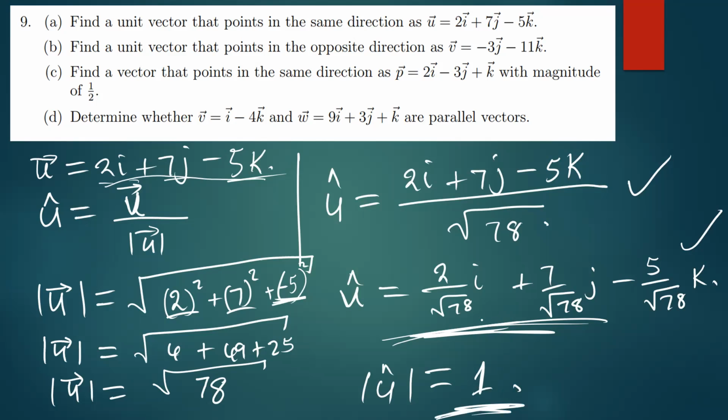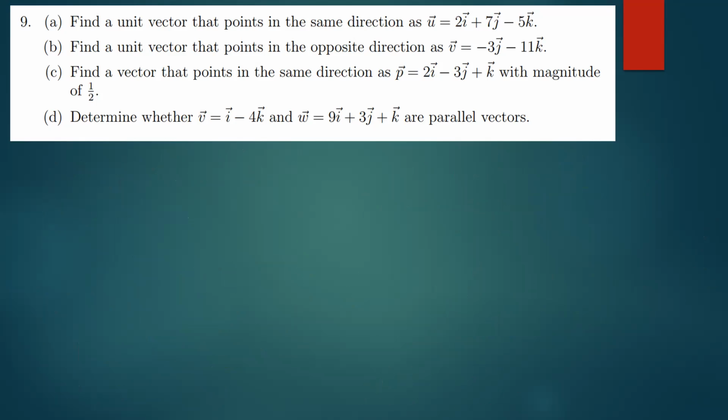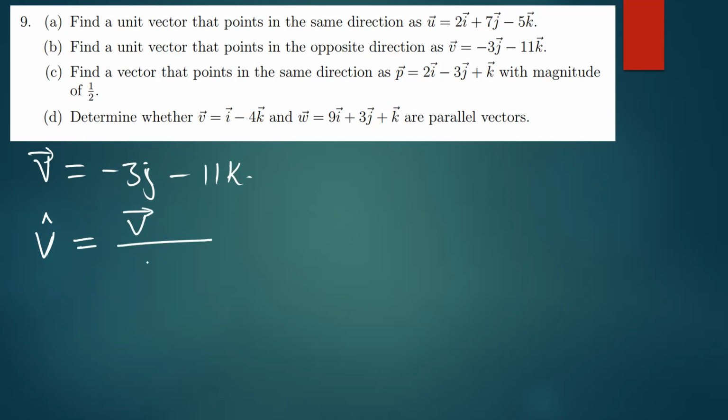Okay, so let's move on to the next question. Part B is asking us to find the unit vector in the direction of v. The vector v has been given as negative 3j minus 11k. So how do you find the unit vector in the direction of v? Remember, this vector is denoted by v cap, which is equal to the vector v over the magnitude of v.